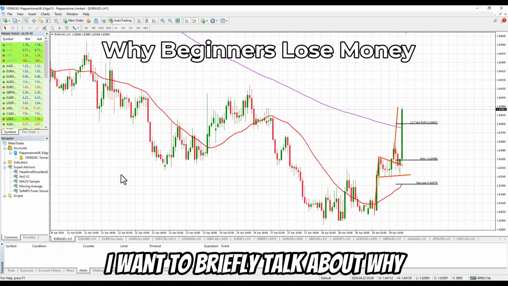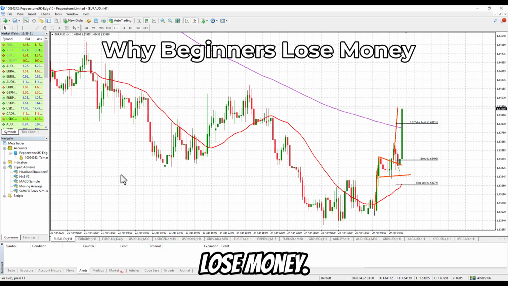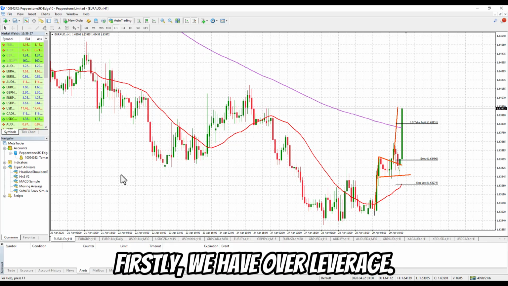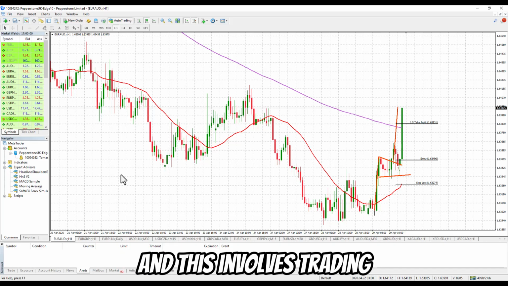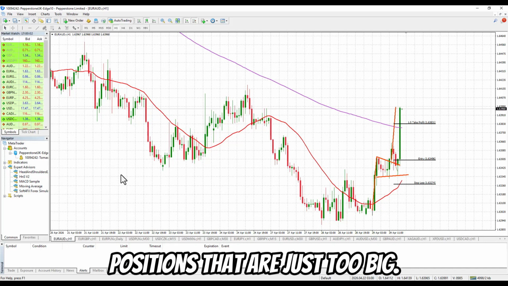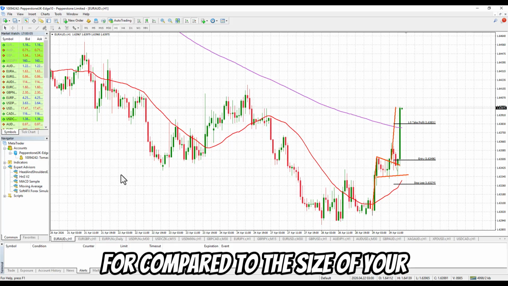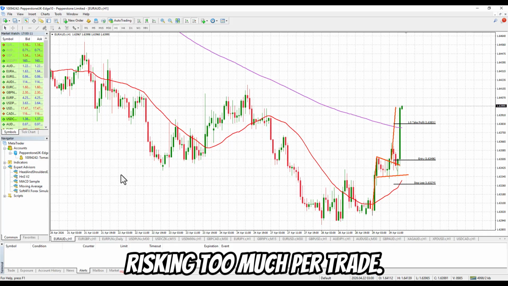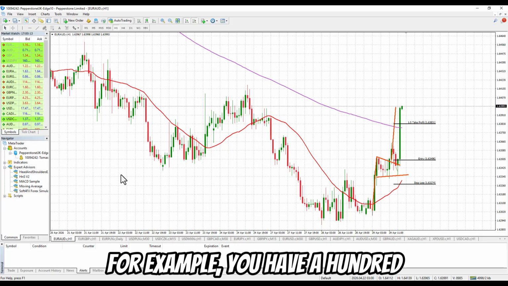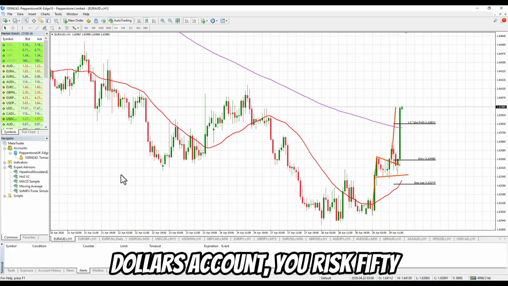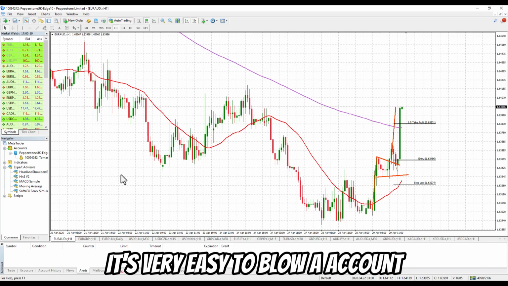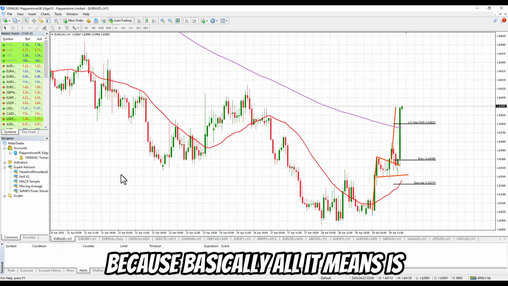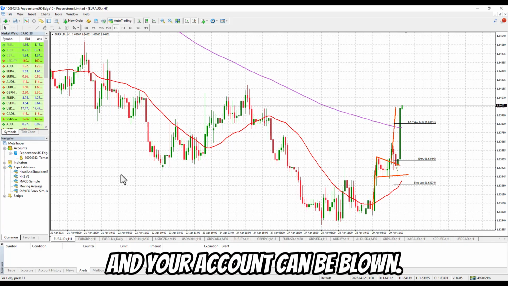I want to briefly talk about why beginner Forex traders lose money. And this comes down to 3 main issues. Firstly, we have over leverage, and this involves trading positions that are just too big compared to the size of your account. And that leads to the second factor, which is over risk, risking too much per trade. So for example, you have a $100 account, you risk $50 per trade. It's very easy to blow an account using that strategy, because basically all it means is you take 1 or 2 bad trades and your account can be blown.